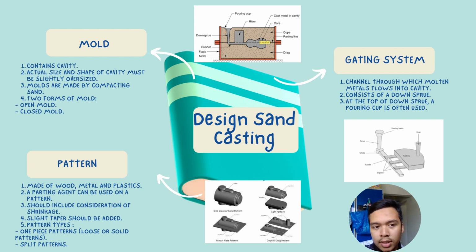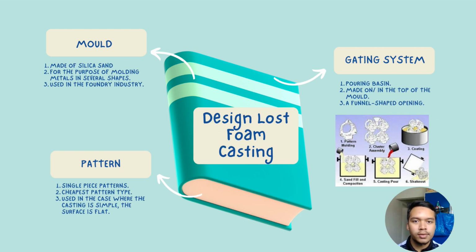So we discussed pattern types. There are two pattern types. First is the one piece pattern, which is a loose or solid pattern, and the second one is the split pattern. A one piece pattern is for low quantity simple shapes, and split patterns are for complex shapes, made in two patterns, one for each half of the part. So next, I will present the design of our lost foam casting product.